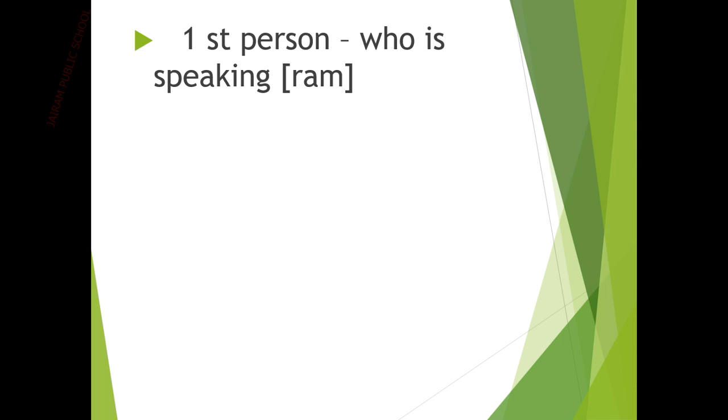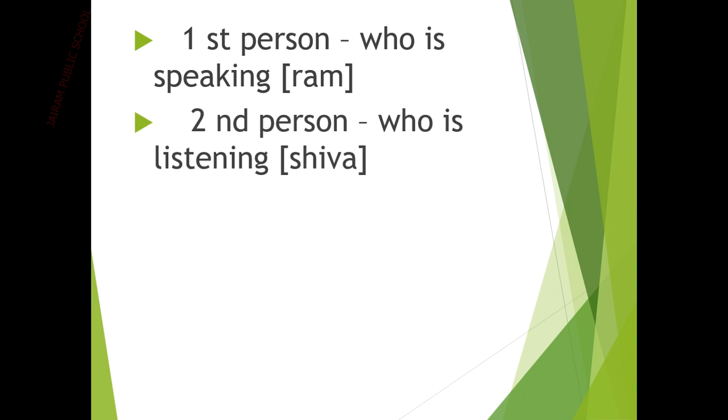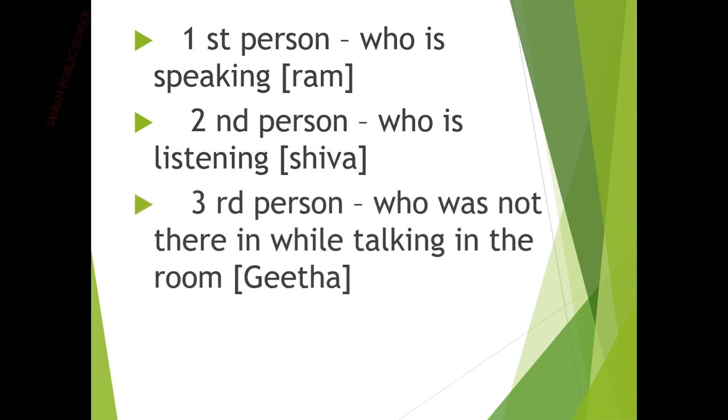Let us go and learn about the first three persons. First person means who is speaking. For example, Ram. Second person means who is listening to Ram, which is Shiva. Third person means who was not there while talking in the room. For example, Gita. Ram and Shiva were talking about Gita. Ram is the first person who is speaking about Gita. Shiva is the second person who is listening to Ram. Gita is the third person who was not there while talking in the room.